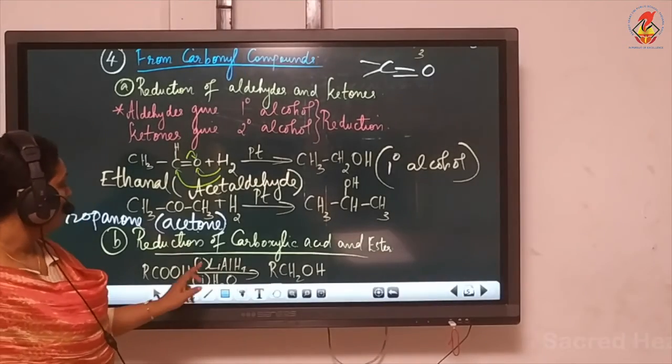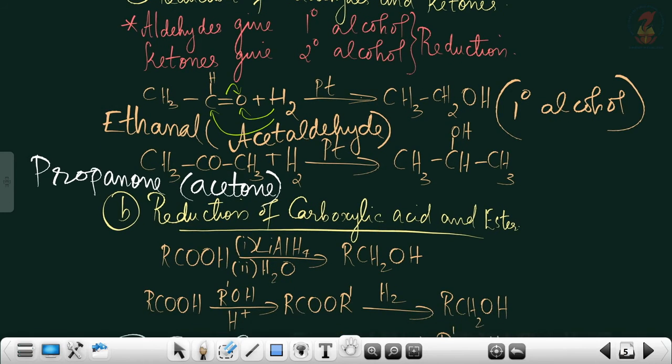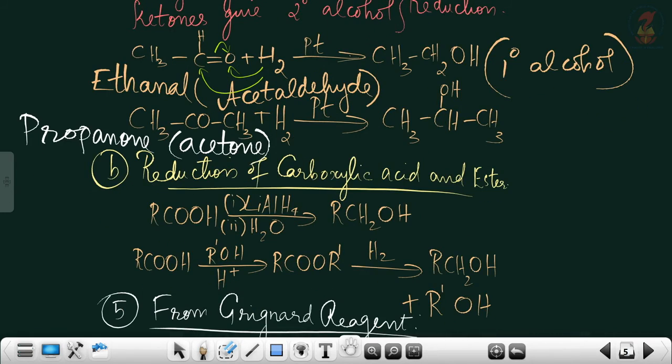Now next comes the reduction of carboxylic acid and ester. Reduction of carboxylic acid and ester will give primary alcohol. I've written two examples here. In the first example, carboxylic acid with reducing agent lithium aluminum hydride followed by hydrolysis, you get primary alcohol as the product. I've written a general equation. Now, since lithium aluminum hydride is an expensive reagent, we convert acid first to ester followed by reduction of ester in presence of catalyst gives alcohol.